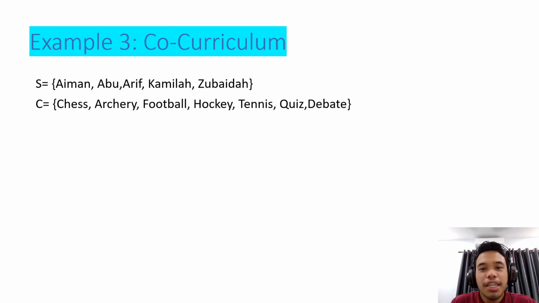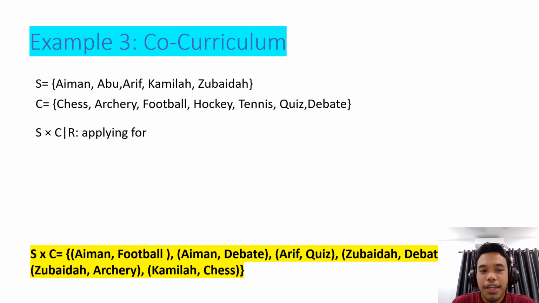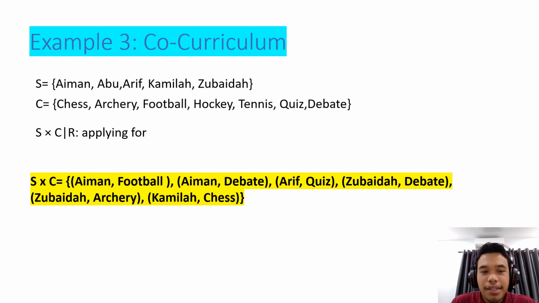So the relation here we can make is S times C, where R is "applying for". The relation on S times C is: Aiman applying for football, Aiman applying for debate, Arif applying for quiz, Zubaida applying for debate, Zubaida applying for archery, and Kamila applying for chess.